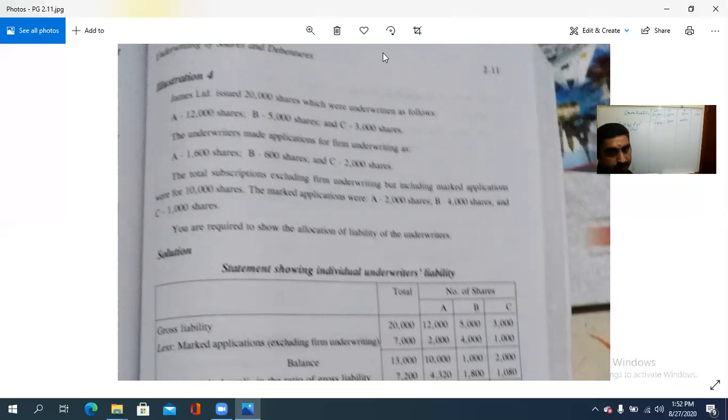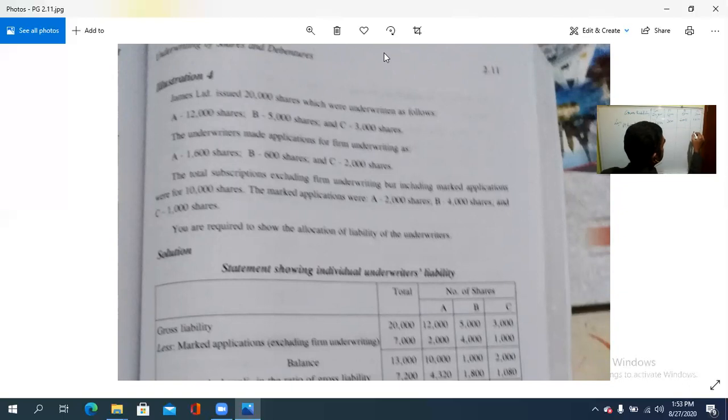C is 1,000. So 4, 2, 6, 1, 7, 7,000. Including marked application, excluding firm underwriting, it is 10,000. Of that, 7,000 is marked application. So what is the balance? It is unmarked. So take the difference of these.